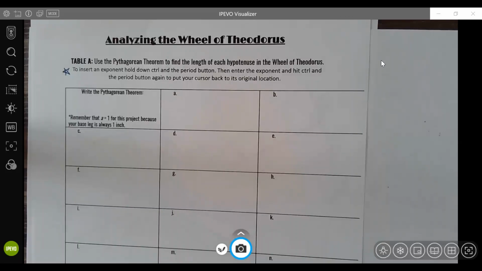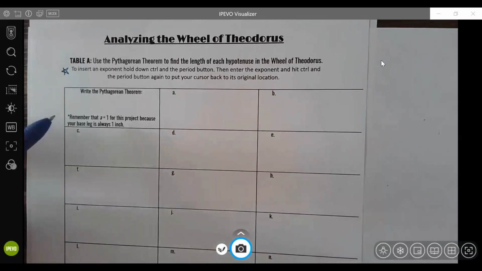And so I wanted to take this opportunity to go through the two main pieces of this section. So the first thing we're going to do is fill in this table A using the Pythagorean theorem. And our whole goal is to find the length of each hypotenuse in our wheel. And then that second piece for today is to just take this information and label it on your wheel. And so I'm going to go through a couple of these with you to show you how to use the Pythagorean theorem and the information from your wheel.